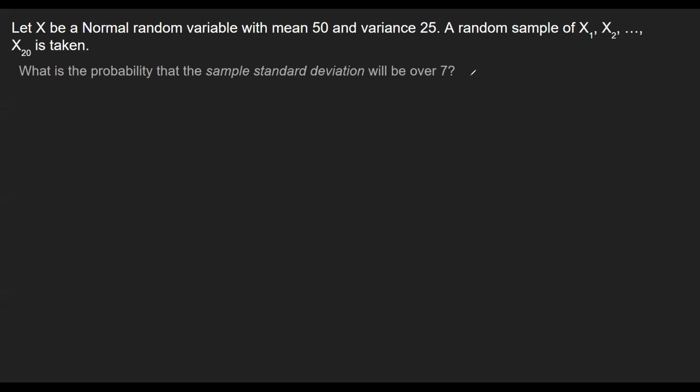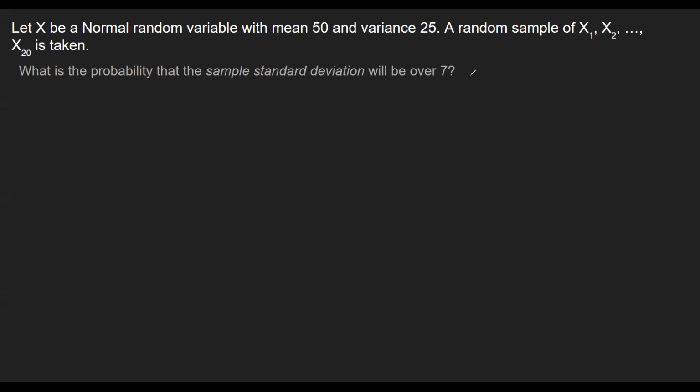Hello everyone. Today we're going to look at another sampling distribution, which will be for the sample variance, and it's a little bit disguised in this problem in the form of sample standard deviation. But similar to the previous video, we've got the same normal population with mean 50, variance 25. We take a random sample of 20, and now the question is asking, what's the probability the sample standard deviation will be over 7?